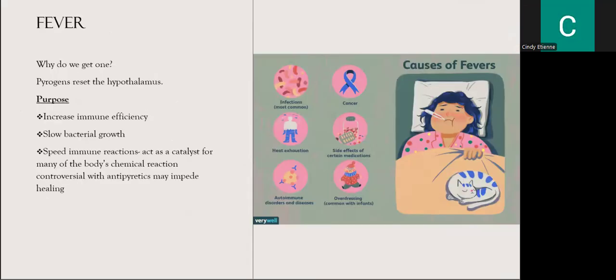A fever is a normal and beneficial part of our body's immune response. When white blood cells detect an infection, they release chemicals called pyrogens. These pyrogens travel to the hypothalamus, the body's thermostat, and reset it to a higher temperature. As a result, the body generates and conserves heat, causing a fever. But why is this helpful? A higher body temperature enhances the function of white blood cells, slows the growth of many bacteria and viruses, and speeds up important immune and chemical reactions that help fight infection.